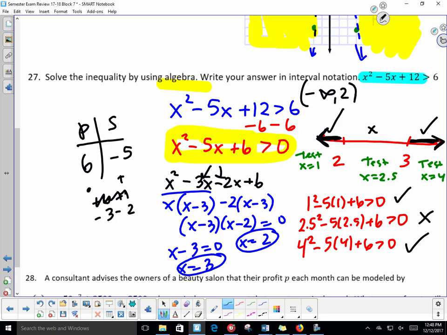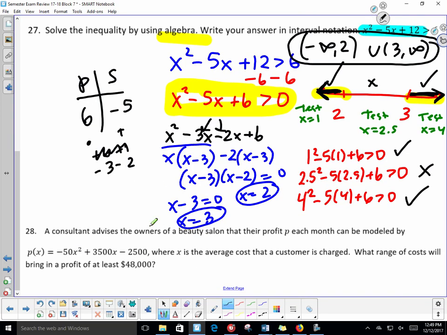You're right. Why? Look at your symbol. Do they have an equal to? No. So with an equal to, that's a bracket. Without one, it's a parenthesis. That would be this part of your answer, Alec. How are you going to tell me this part of the answer? 3 to infinity. So we would say union 3 to infinity. So this would be my answer in interval notation. If it was just the inside part, we would have said parenthesis 2, comma 3 parenthesis.